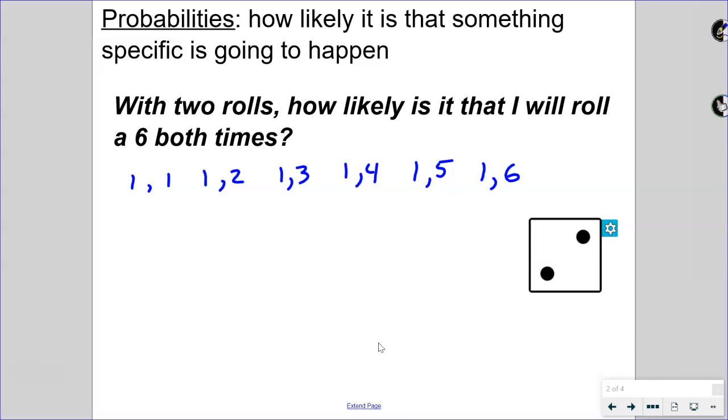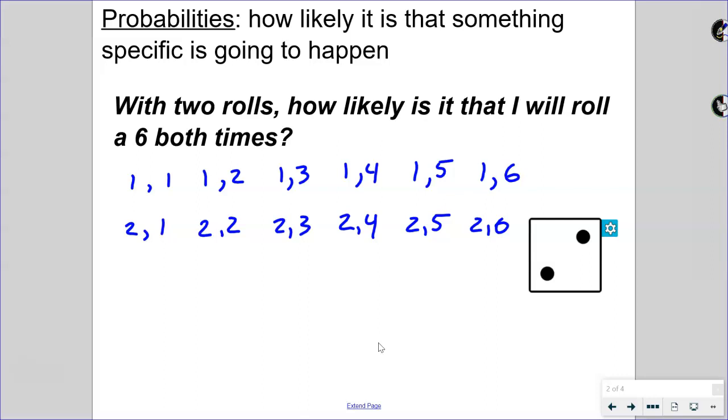I also could roll a 2 on my first turn and then a 1. Or I could roll a 2 and then a 2. Or I can roll a 2 and a 3. I can roll a 2 and a 4. I can roll a 2 and a 5. And I can also roll a 2 and a 6. All right. Am I done? Of course not, because maybe I'll roll a 3 on my first turn.